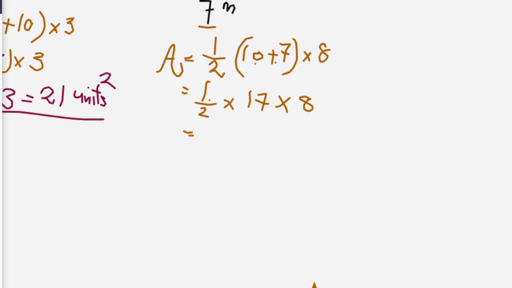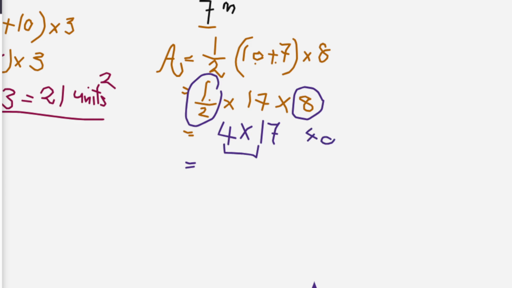Now it's not easy to go from left to right here. It's difficult to do half times 17. So I do half times 8 first. Half of 8 is 4. So it's 4 times 17. What's 4 times 17? 4 times 10 is 40. 4 times 7 is 28. 40 plus 28 is 68. Now the unit is m, so it's m squared, meters squared.